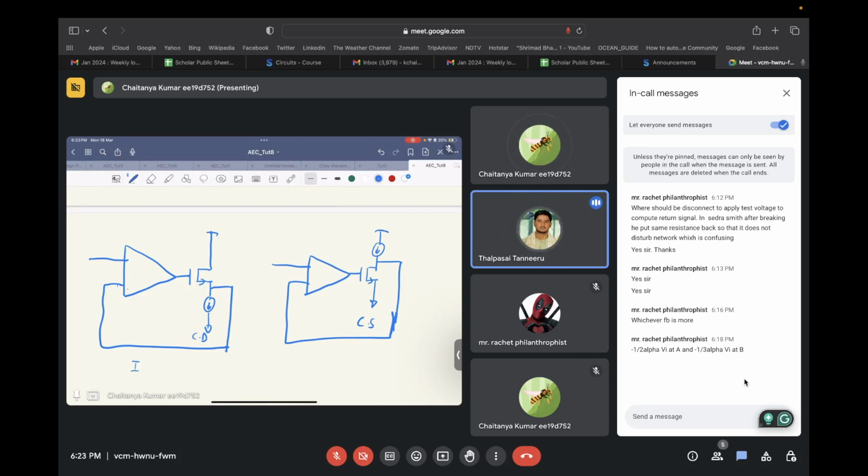Correct. Based on that, we need the loop input voltage to be in phase, right? The upper terminal should be positive and the lower terminal should be negative, sir, in the first case, the common drain. In the second one, it is reversed. So, you understand how it is working, right?